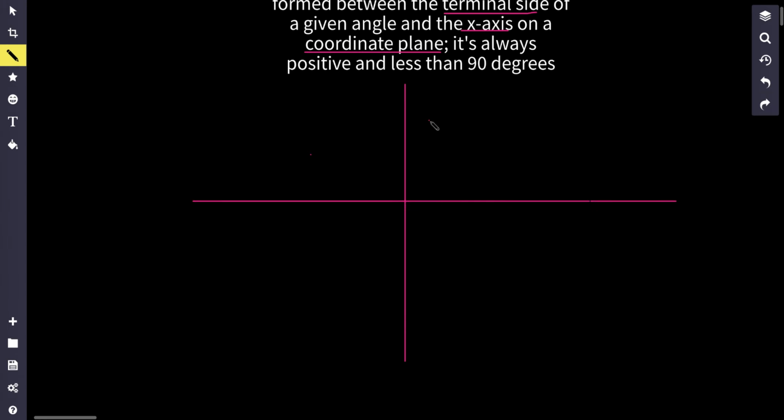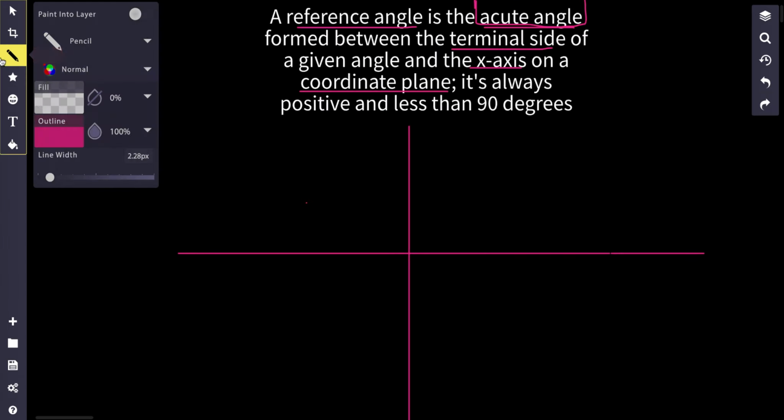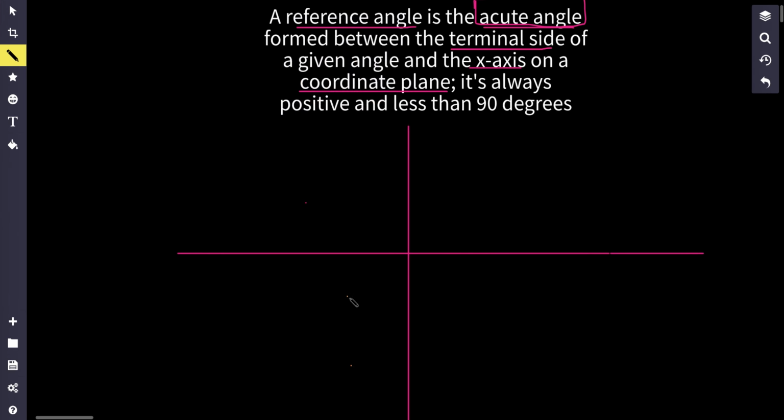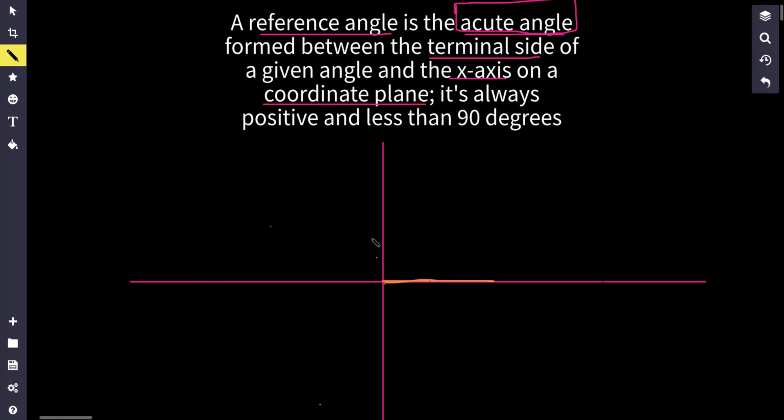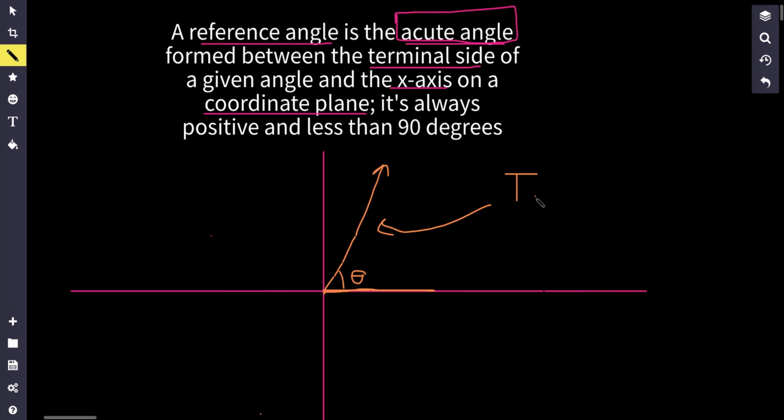Let's get started. Let's say we create an angle right over here. I'm going to use the x-axis as the base of my angle, and I'm going to draw a ray to create the angle. Notice how when I drew this ray, it creates an angle with the x-axis. Let's call this angle theta. The ray that I used to create the angle is called the terminal side of the angle.